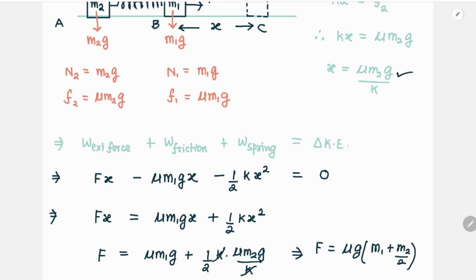So for this problem, this is the correct answer: a horizontal force mu g times m1 plus m2 by 2 must be applied on the system consisting of the masses m1 and m2 connected by a spring which is initially in a non-deformed state, so that the shift occurs in the other bar.